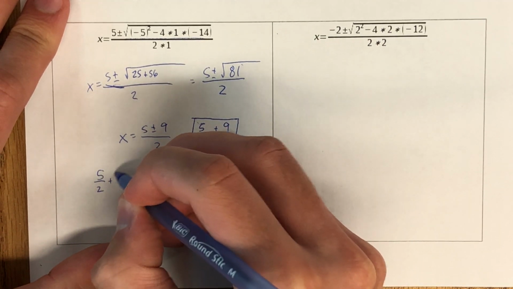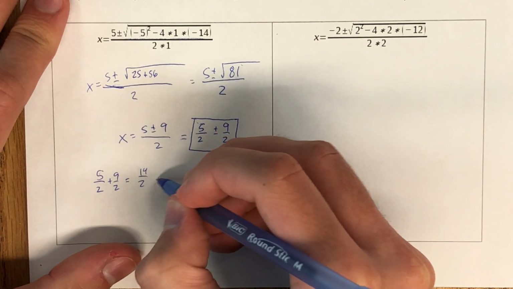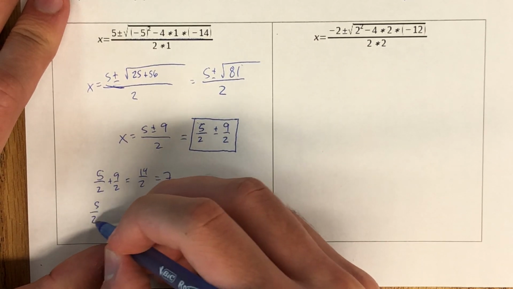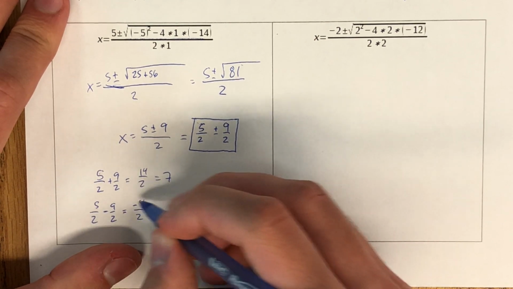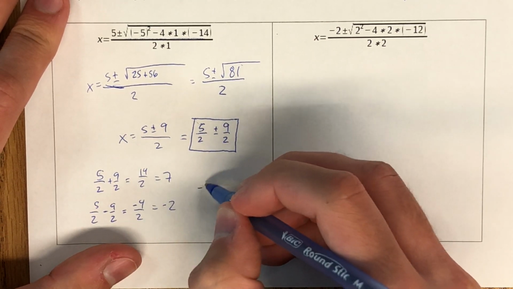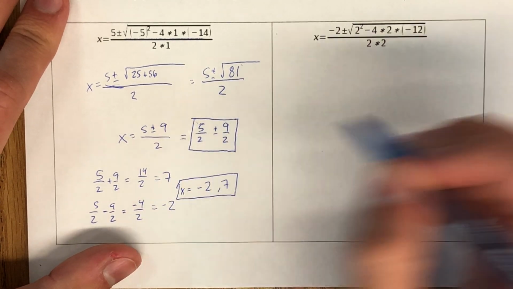So 5 over 2 plus 9 over 2 would give 5 plus 9 is 14. 14 divided by 2 is 7. And 5 over 2 minus 9 over 2, 5 minus 9 is negative 4. Negative 4 divided by 2 is negative 2. So we get negative 2 and 7 as our x-intercepts.